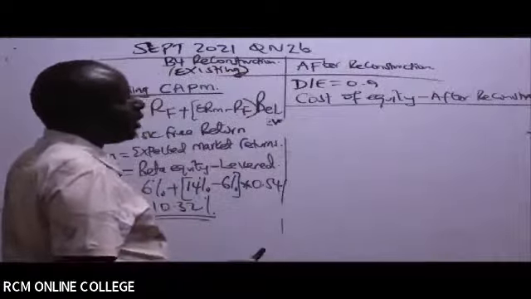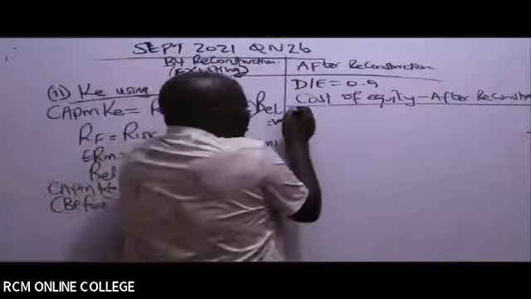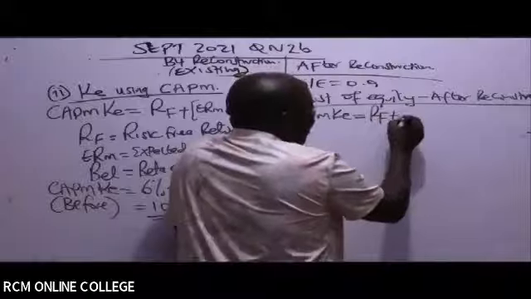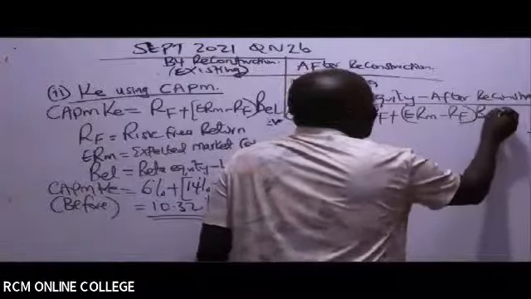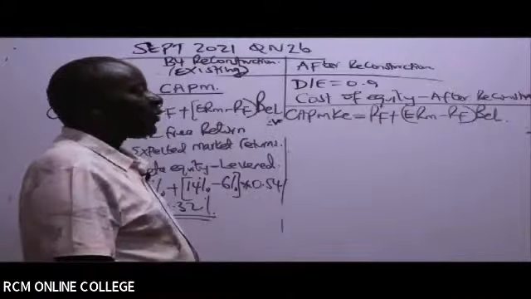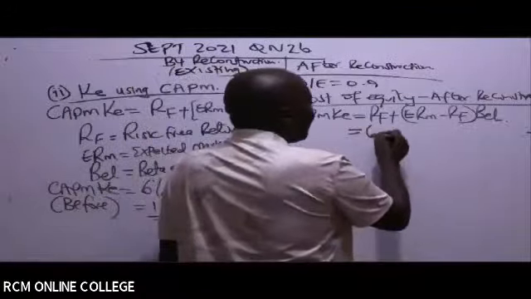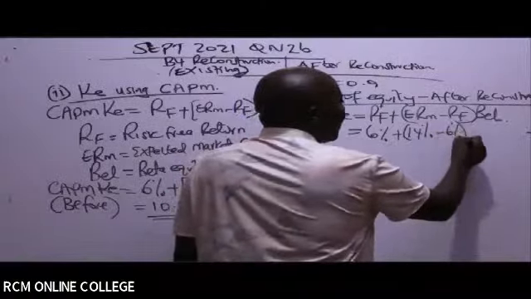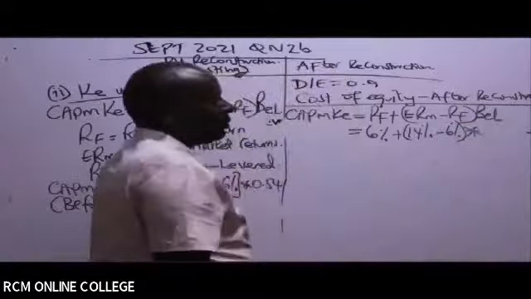Cost of equity after reconstruction. Very, very easy. They still want me to use CAPM. And we know that CAPM cost of equity is risk-free plus expected market returns minus risk-free, multiplied by beta equity levered after reconstruction. Everything will remain the same. Risk-free is still 6%. Market returns are 14%, minus risk-free 6%, multiplied by our beta equity levered after reconstruction.